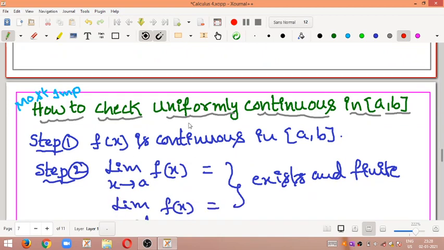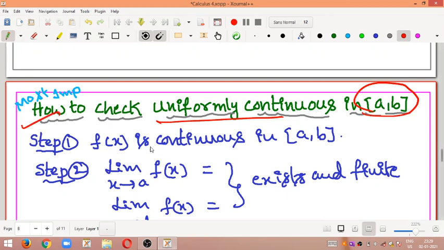How to check uniform continuity on the closed interval a, b: I want to introduce a shortcut method here. This method is very important when you are attempting NET and SET examinations. Why? Because within less than 5 minutes we have to attempt the question. For that purpose, we are introducing this shortcut method.